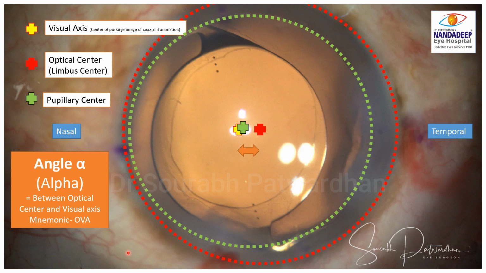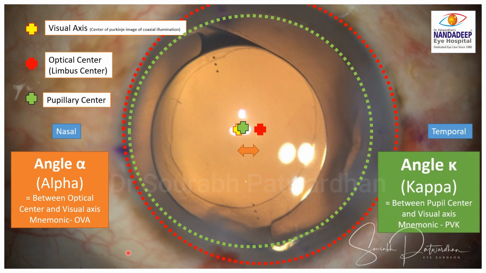Now the second angle that we can see here is angle kappa. It is between the green cross and the yellow cross. So angle kappa is PVK, that is, between pupillary center and visual axis. So the mnemonic to remember is PVK.